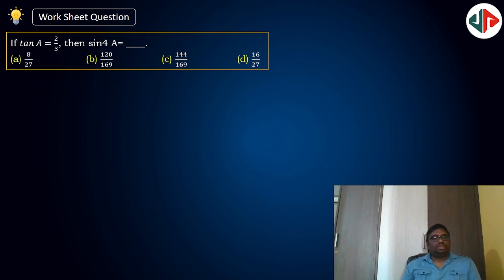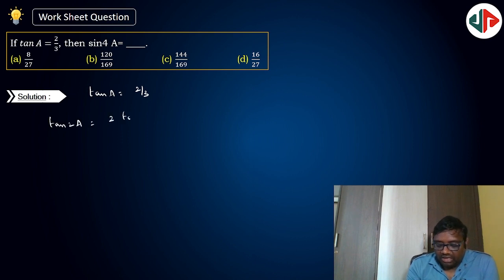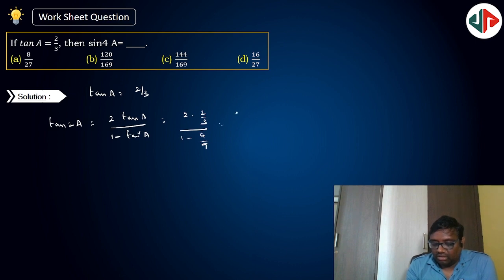Here tan a is equal to 2 by 3 is given. Then what is the value of sine 4a? Here tan a is equal to 2 by 3. Then what about tan 2a? 2 times tan a by 1 minus tan square a. So this value is 2 into 2 by 3 by 1 minus 4 by 9. So 4 by 3 into 9 by 5. So 12 by 5. But I want sine 4a.